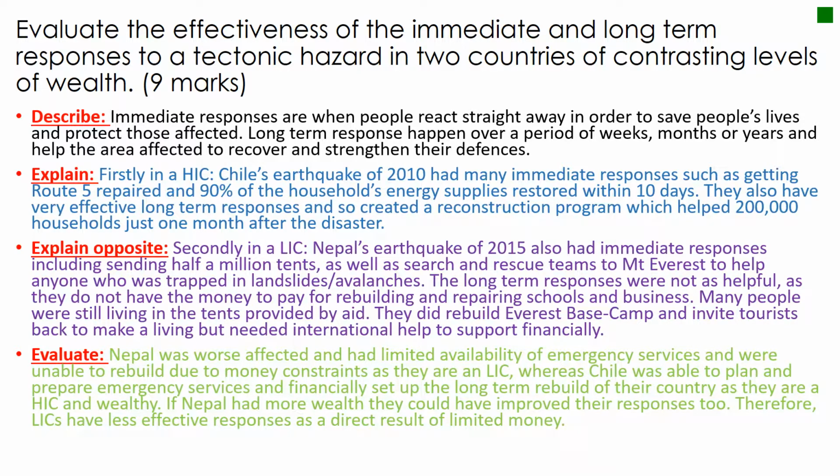Nepal was worse affected and had limited availability of emergency services and were unable to rebuild due to money constraints, as they are an LIC, whereas Chile was able to plan and prepare emergency services and financially set up the long-term rebuild of their country, as they are a HIC and wealthy. If Nepal had more wealth, they could have improved their responses too. Therefore, LICs have less effective responses as a direct result of limited money.